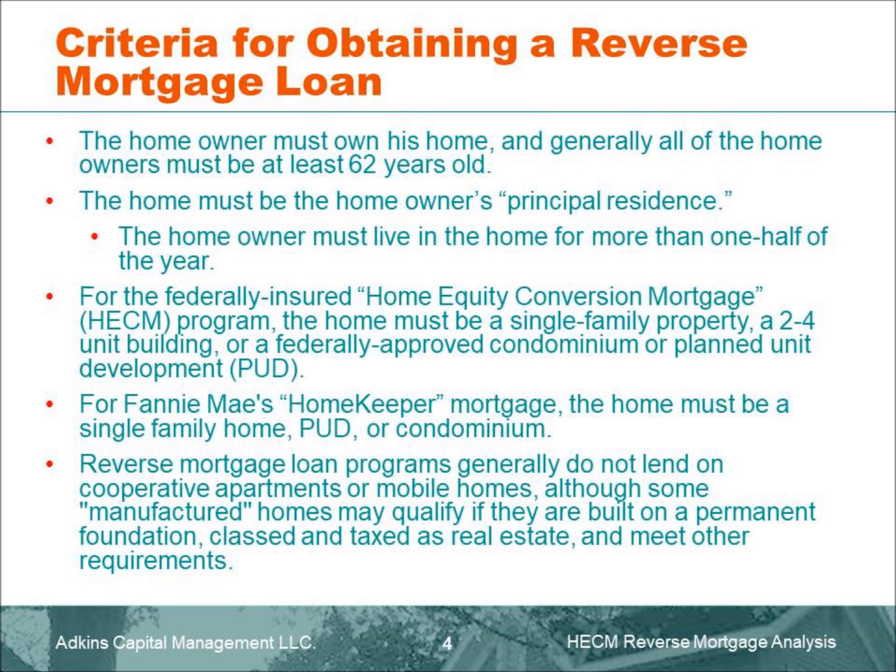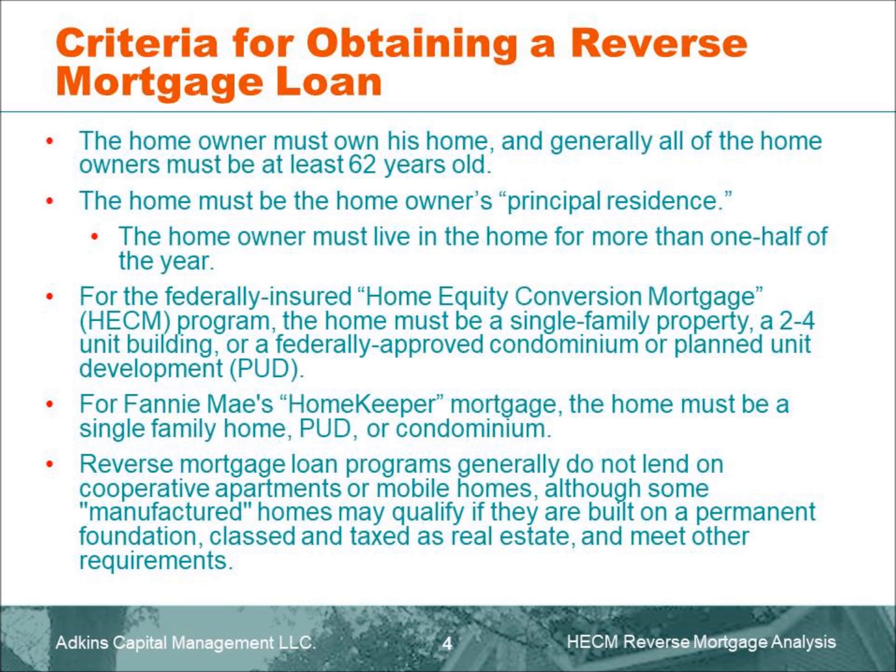The criteria for obtaining a reverse mortgage loan is specific. First, the homeowner must own his home, and generally all of the homeowners must be at least 62 years old. Second, the home must be the homeowner's principal residence, which means that he must live in the home for more than half of the year.